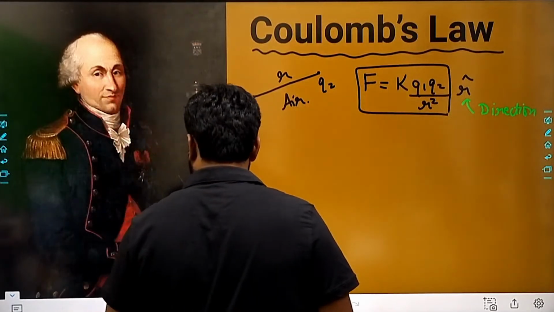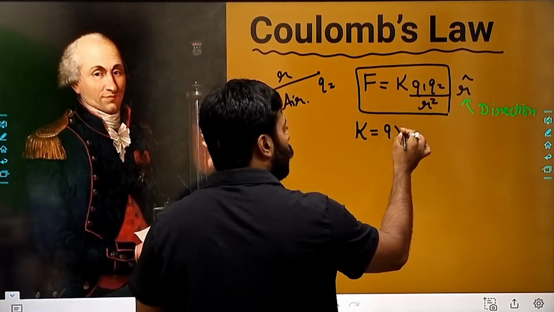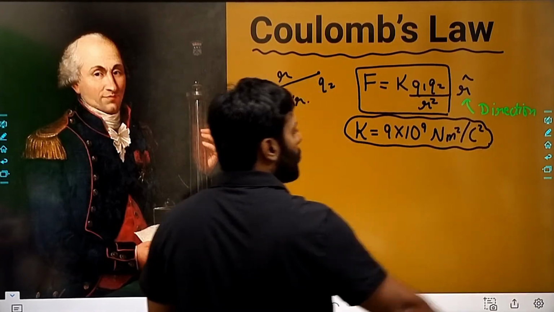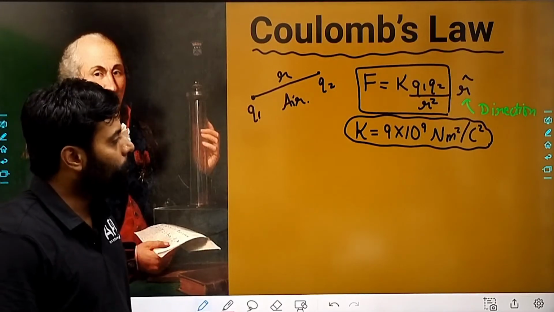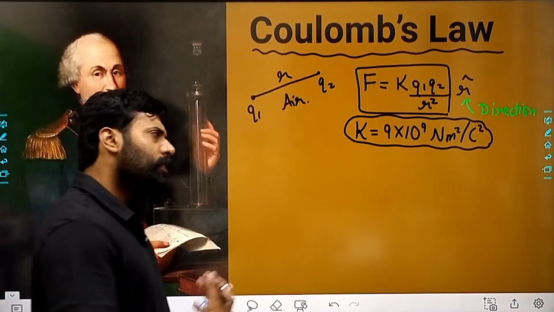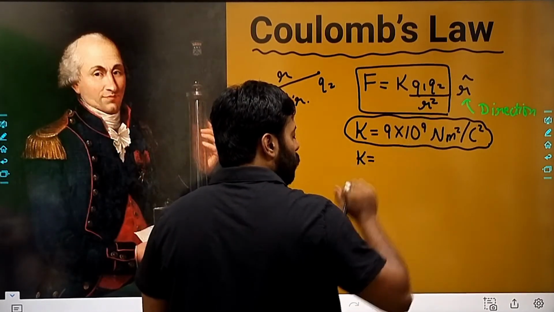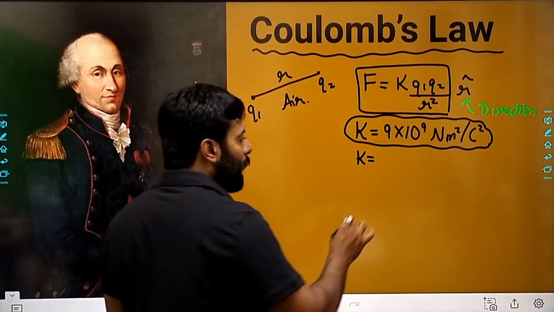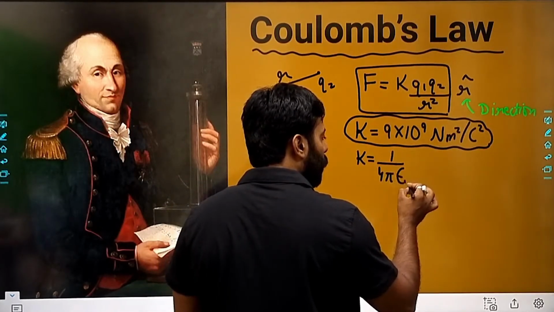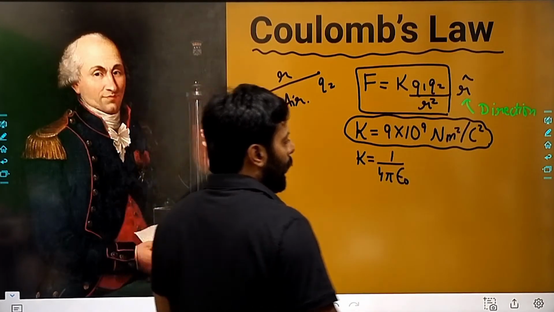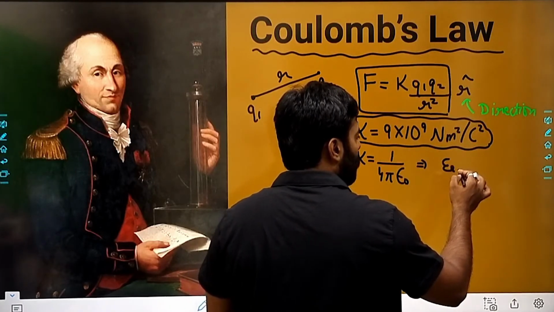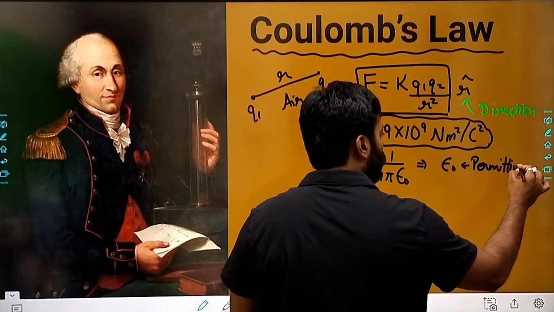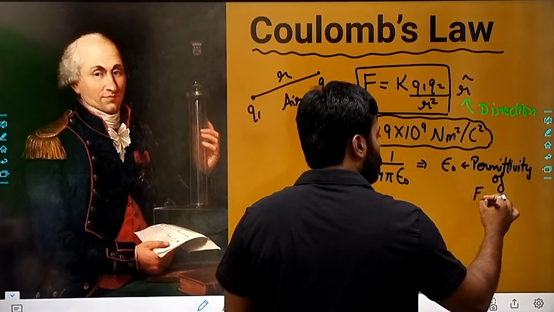Here, my dear, the value of K is 9 into 10 to the power of 9 Newton meter square per Coulomb square, right? This K also depends upon the units which we are choosing. It also depends upon the medium in which we are keeping this setup. So K is 1 upon 4 pi epsilon naught, and here epsilon naught is the permittivity of free space.